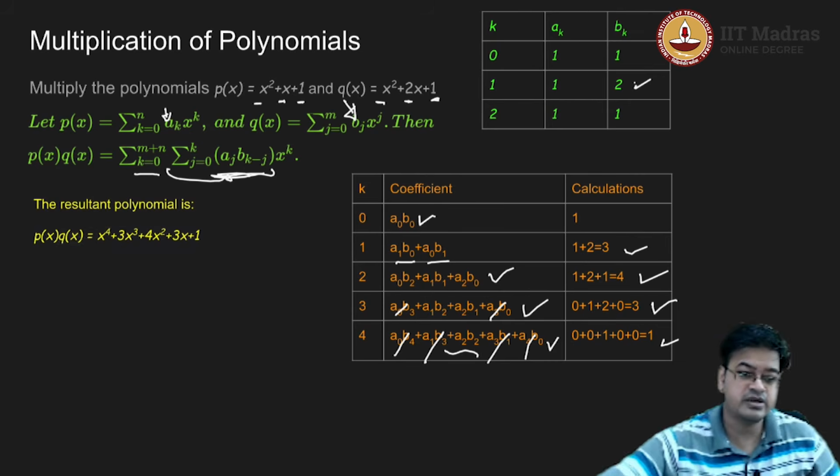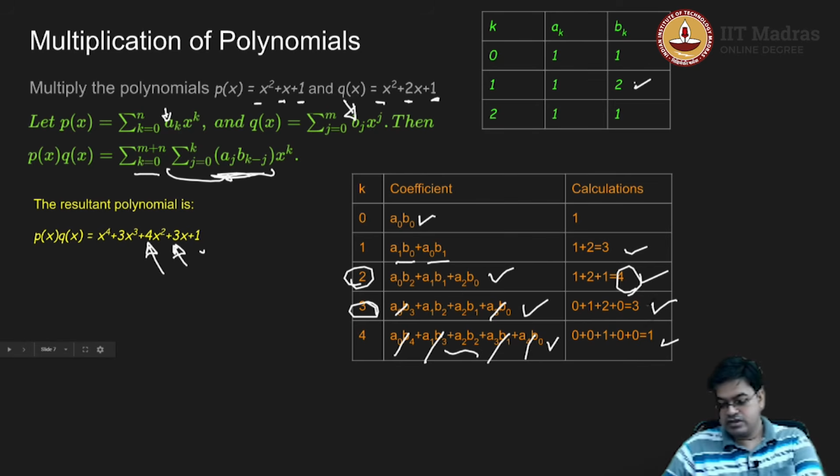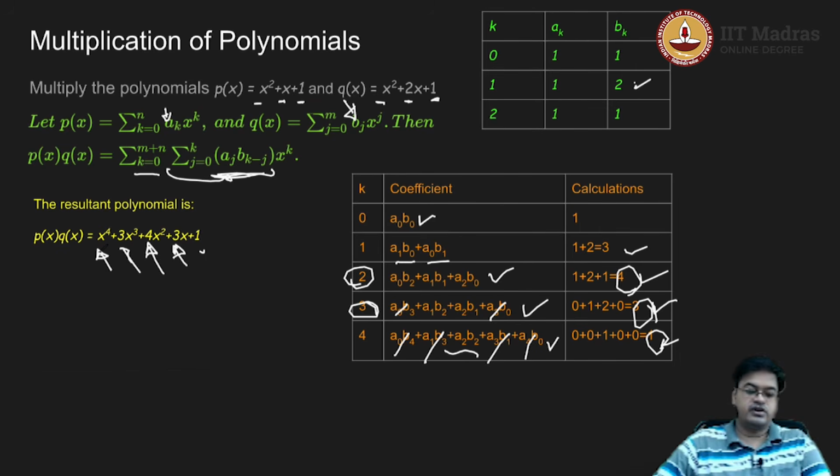Therefore, the resultant polynomial p(x) into q(x), simply write the terms from this table. So the coefficient of x raised to 0 is 1, so the constant term 1 is here. Coefficient of x raised to 1 is 3, so 3x is here. In a similar manner, coefficient of x square is 4, so you will get 4x square here. X cube is 3, so 3x cube, correct. So this is also done, and then x raised to 4 has only one term, is 1, so x raised to 4. Therefore, you got the resultant polynomial to be equal to this.